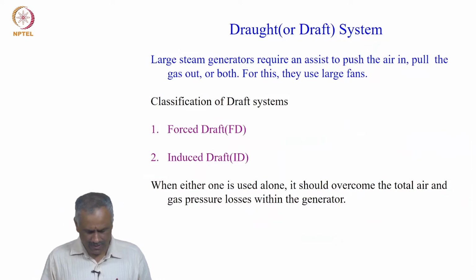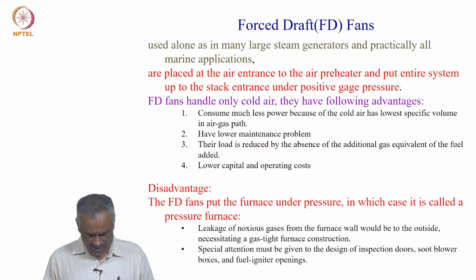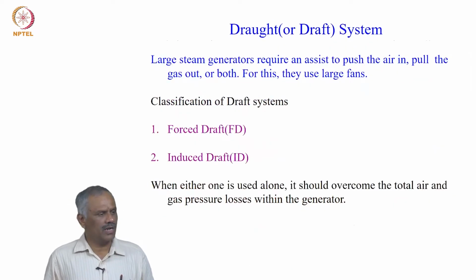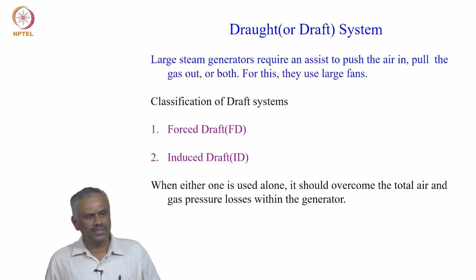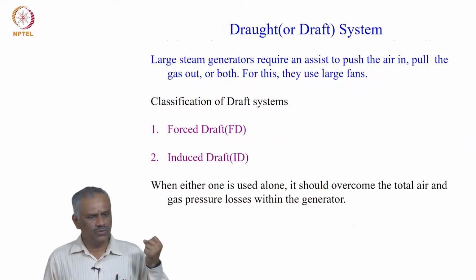Last time also I explained that one is a forced draft fan and the other an induced draft fan, and sometimes one of them alone can be enough to overcome the total air and gas pressure losses within the generator. But they are different fan configurations, as I have shown in the previous case. The forced draft fan is used like in IC engines; you have seen IC engines, where air is taken from the atmosphere during suction.